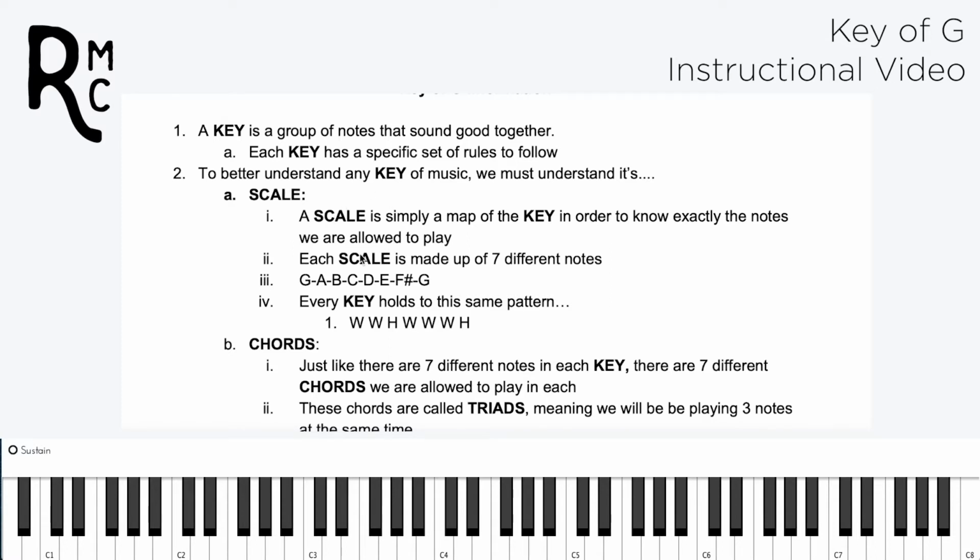Awesome. Each scale is made up of 7 different notes. Here in the key of G, we have G, A, B, C, D, E, F sharp, and G. I'm going to play it here on the piano for you so you can hear what it sounds like. I'm starting on the G just below middle C. G, A, B, C, D, E, F sharp, G.